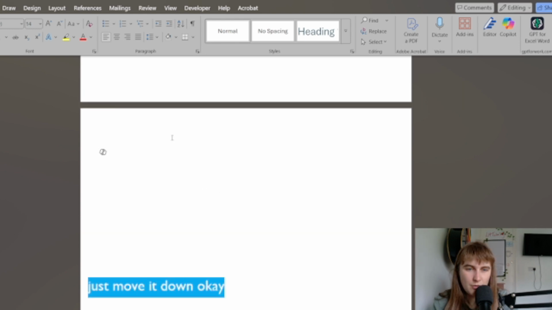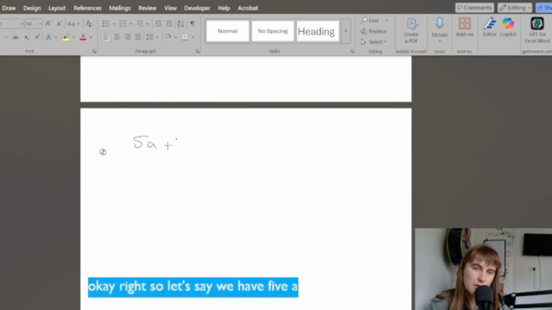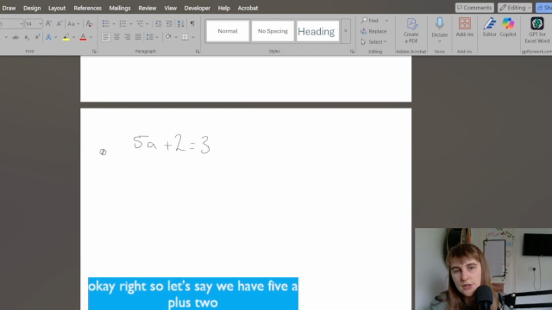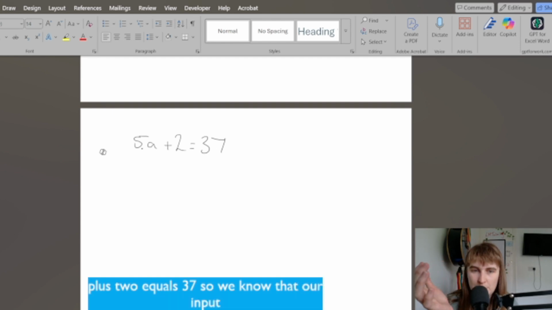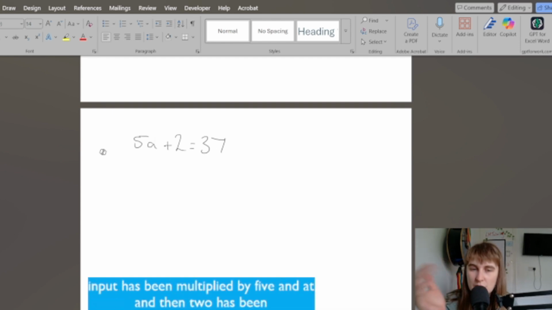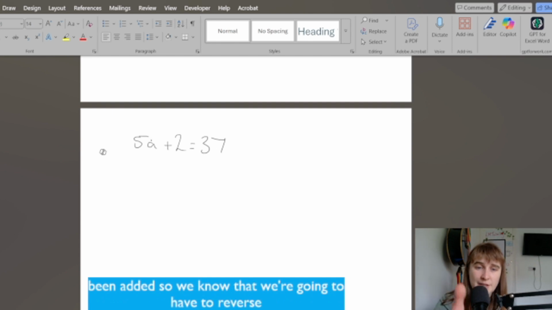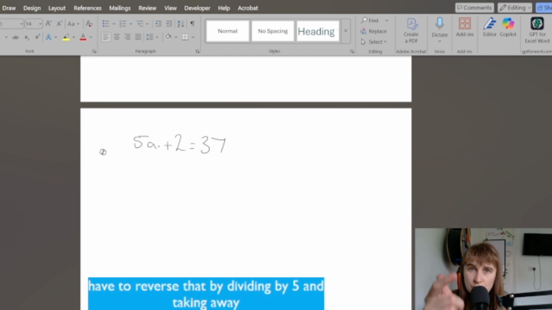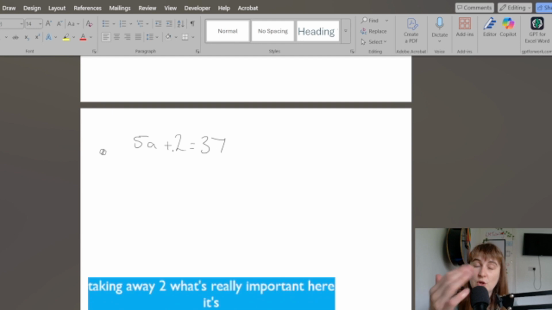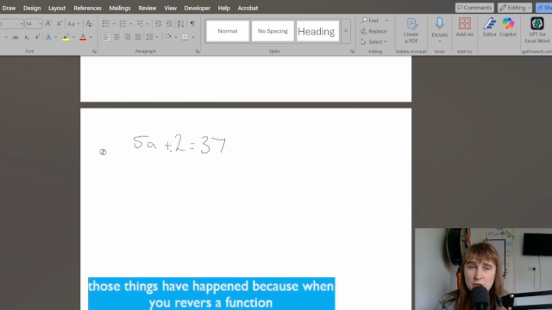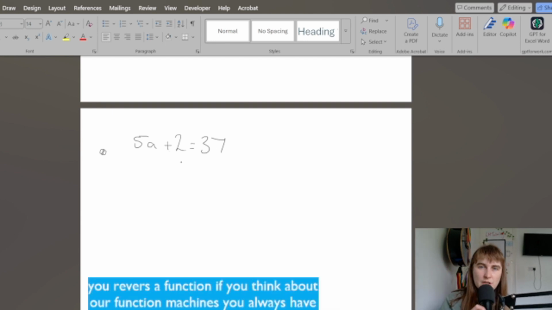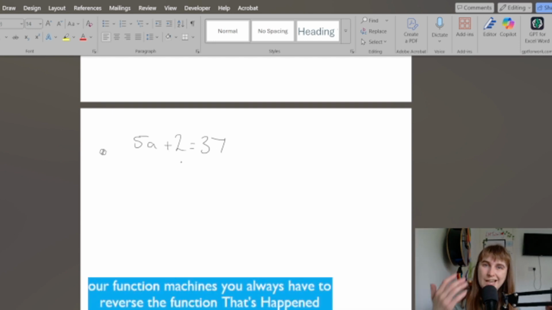Okay, right, so let's say we have 5a plus 2 equals 37. So we know that our input has been multiplied by 5 and then 2 has been added. So we know that we're going to have to reverse that by dividing by 5 and taking away 2. But what's really important here is to take notice of the order that those things have happened. Because when you reverse a function, if we think about our function machines, you always have to reverse the function that's happened most recently first.